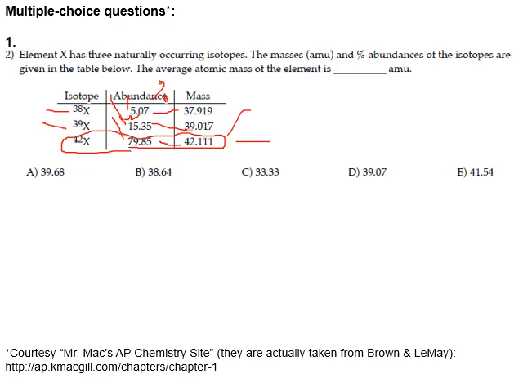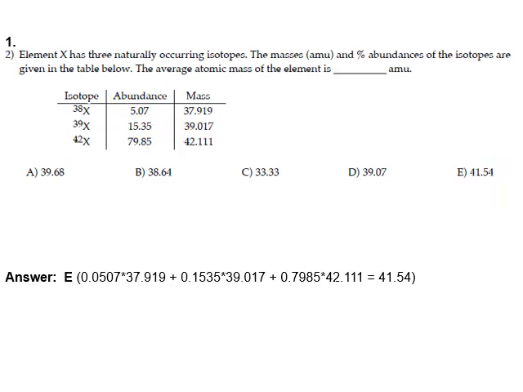So I'm going to guess it's going to be between 41 and 42, and there's only one answer here that matches that description, and that's E. So E is going to be your answer without having even to do the math. But if you wanted to do the math, you would multiply 0.0507 times 37.919, 0.1535 times 39.017, and 0.7985 times 42.111, and add them together. And you should get 41.54. And it turns out that you do get 41.54.